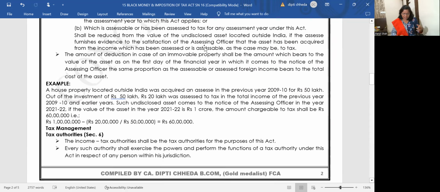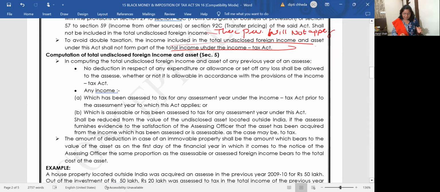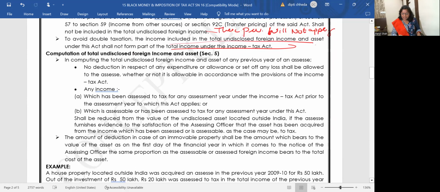Now from here till this whole page is very important. MCQ based questions can also be asked here. In computing the total undisclosed foreign income and asset of the previous year, no deduction in respect of expenditure or allowance or set off of any loss shall be allowed to the assessee, whether or not it is allowable in accordance with the provisions of the Income Tax Act. So you will not get any deduction. Just like your casual income, no deduction, no exemption, and nothing.